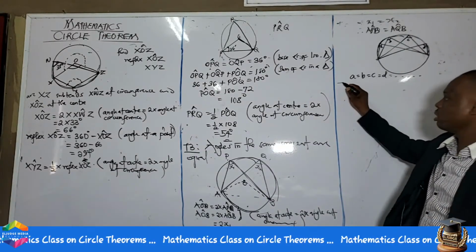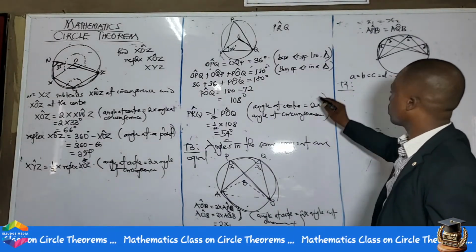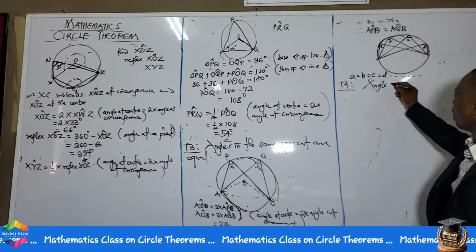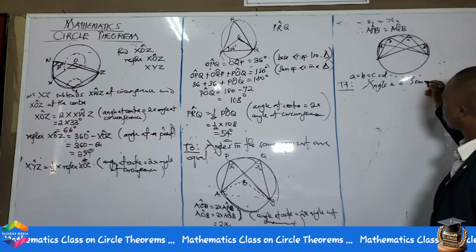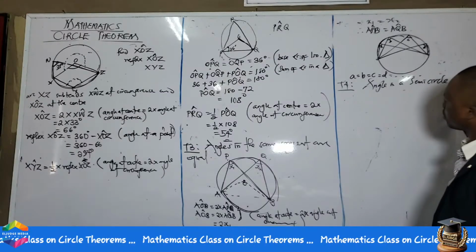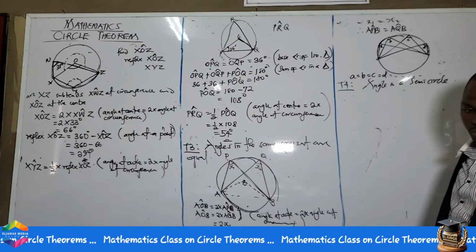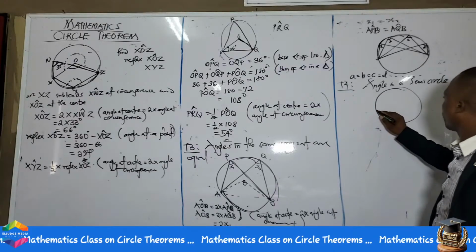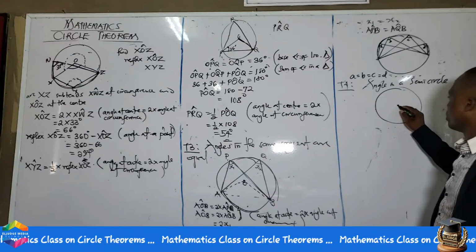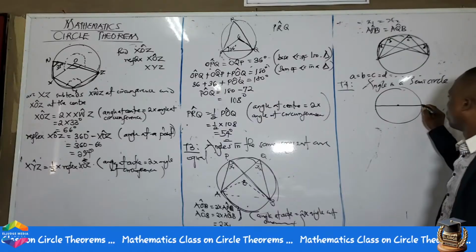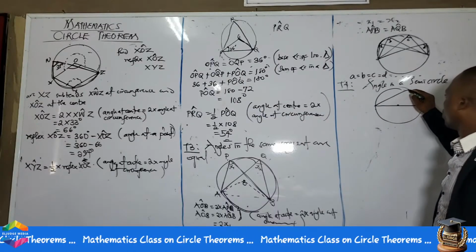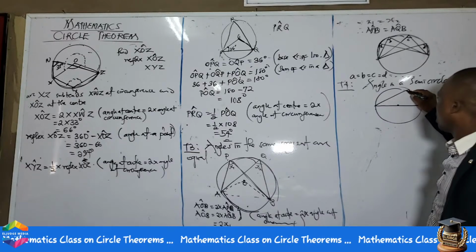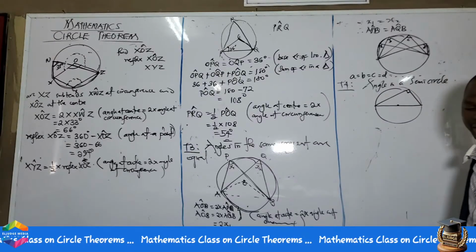Now let's go to the next theorem, theorem 4, which says angle in a semicircle. That means that when you have this diagram, if this is the center of the circle, and the semicircle subtends an angle at the circumference, this angle here is 90 degrees.